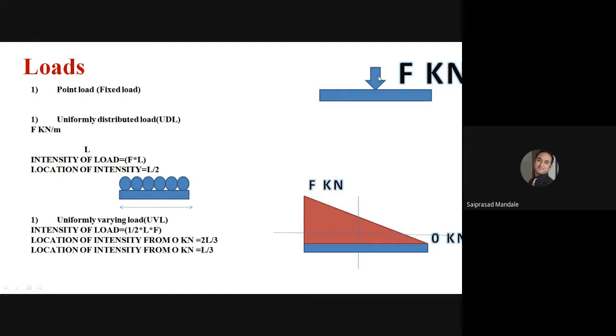The intensity of a point load is F, the given intensity. The intensity of a uniformly distributed load is length into the intensity, and it acts at a distance of L by 2, at the center of the UDL. For a uniformly varying load, the intensity is the area under the triangle, that is half into length into width. It varies from minimum to maximum. The location of its resultant is at 2/3 of its length from the minimum end, and from the maximum end it is L by 3. That is the location of the centroid that we have discussed.